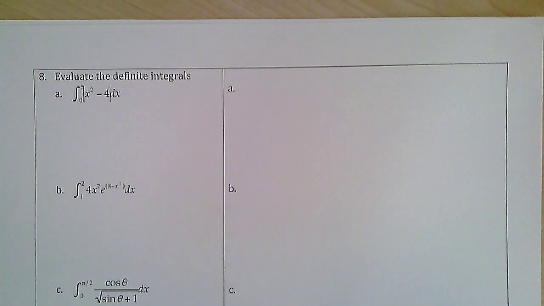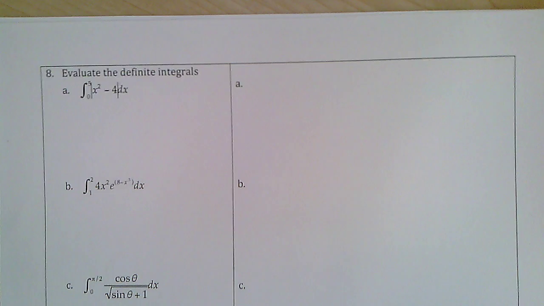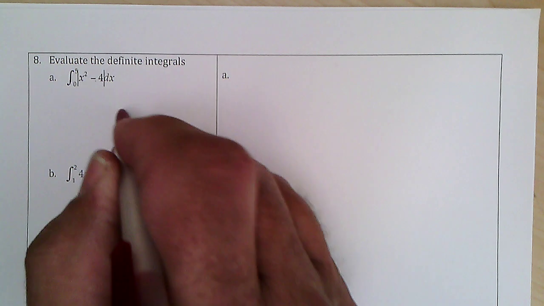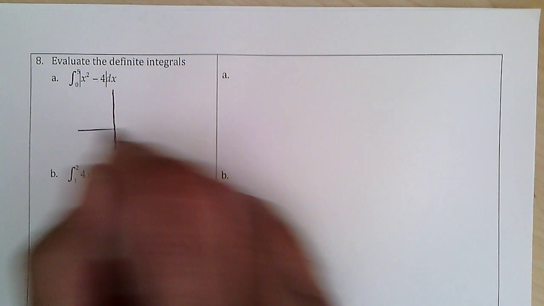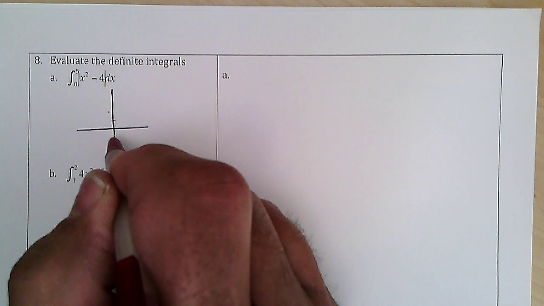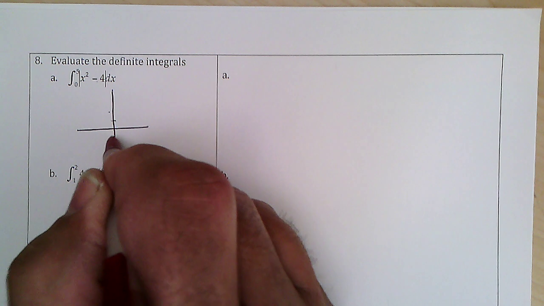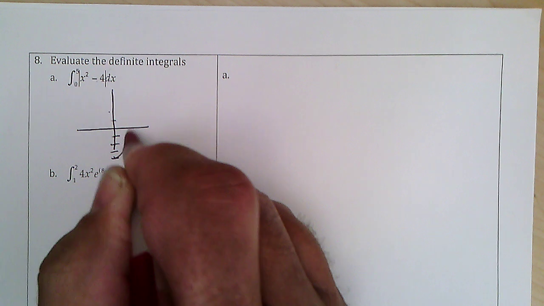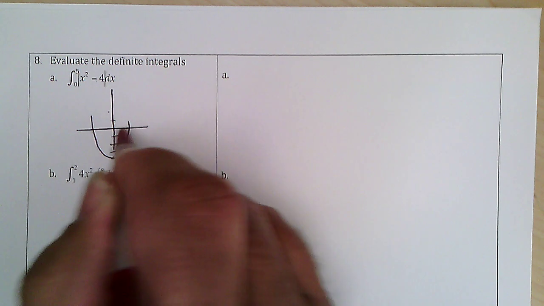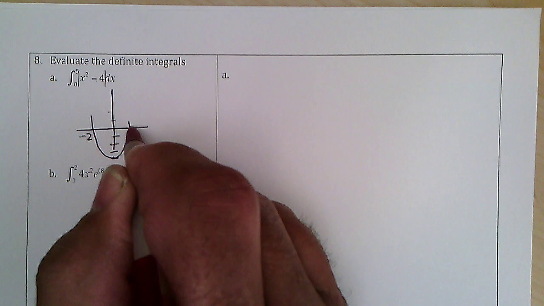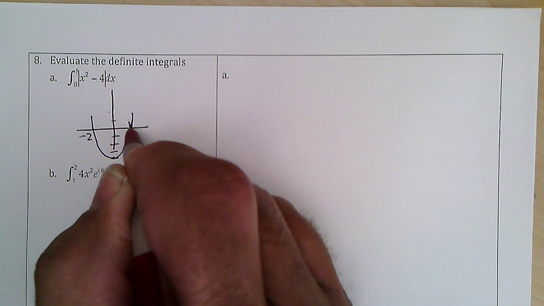Okay, when we've got absolute value, we need to think about the graph. X squared minus 4, that's a parabola that's been moved down 4. 1, 2, 3, 4, so at negative 2 and at plus 2, it would be hitting the axis.